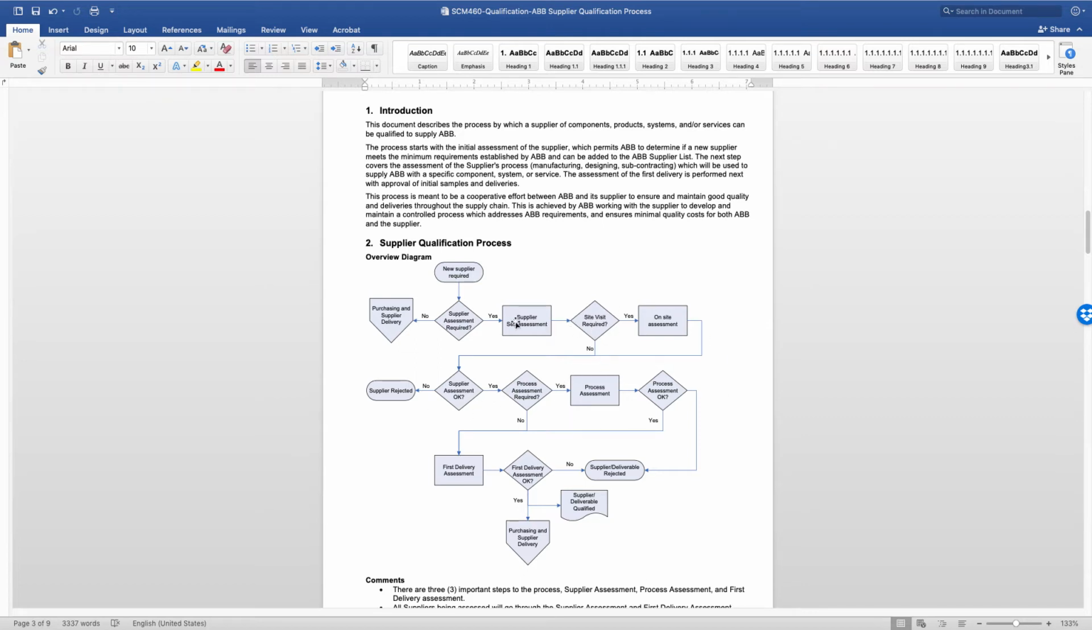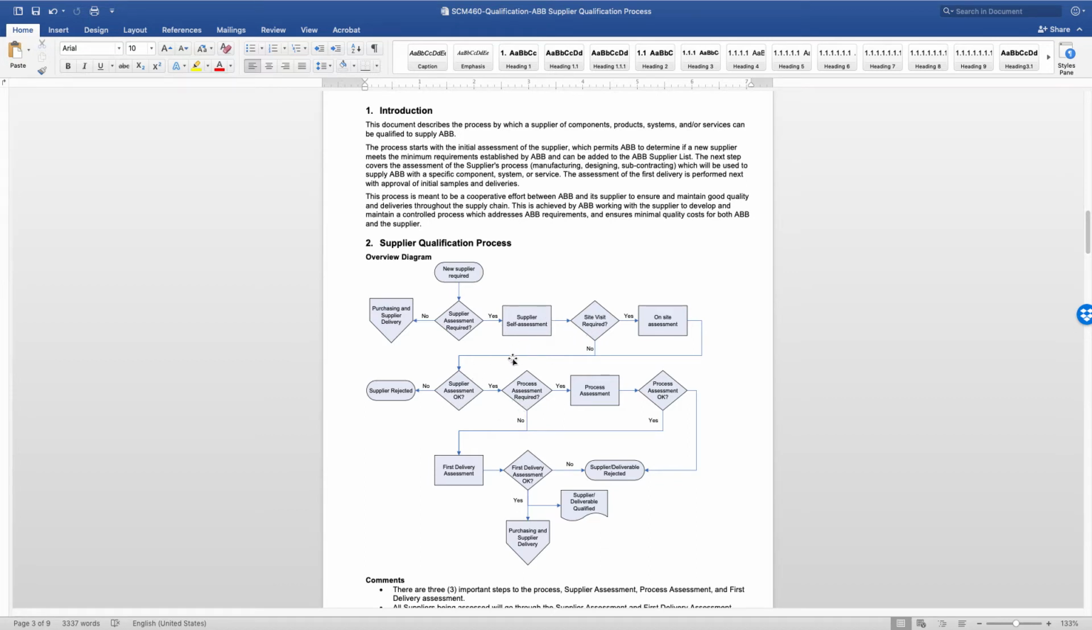At this point, we have all the information to make a go or no go decision. So, is the supplier suitable to be included in our actual supply base? No, supplier rejected. Yes, there is another note.